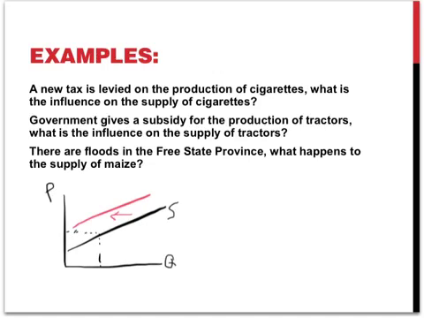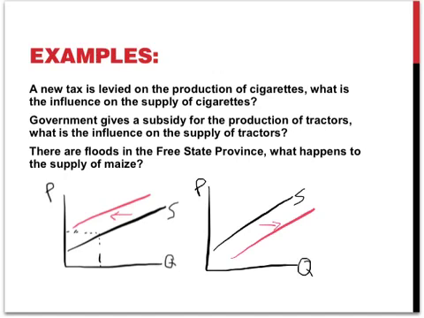If government decides to give a subsidy to the production of tractors, what would be the influence on the supply of tractors? It's the opposite effect. The subsidy will typically reduce the cost of production, and the result is an expansion of production with the supply curve moving to the right. More tractors will be produced at every price.